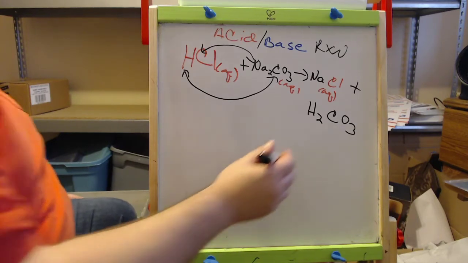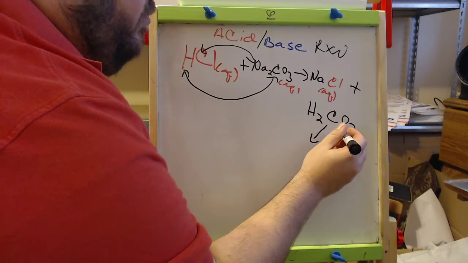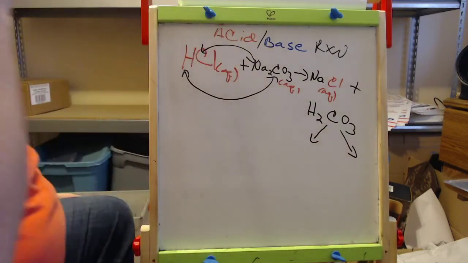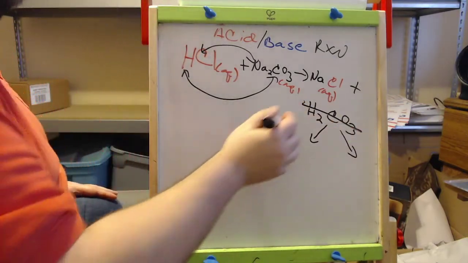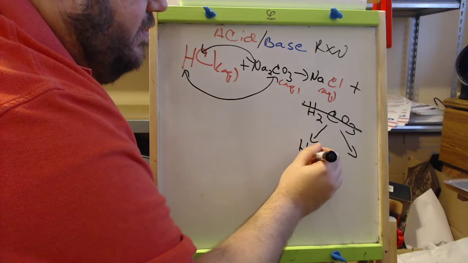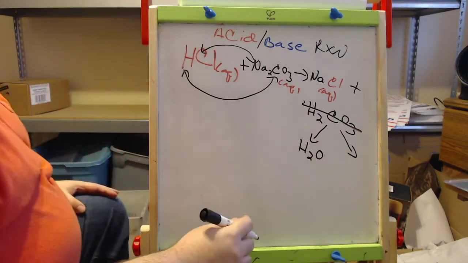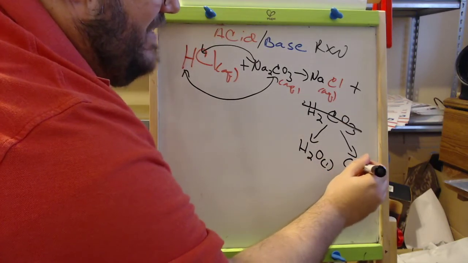So H2CO3 breaks down into two things. And we don't write H2CO3 out. What we write is we take the two hydrogens and one of the oxygens, H2O, and we're left with CO2 as gas.